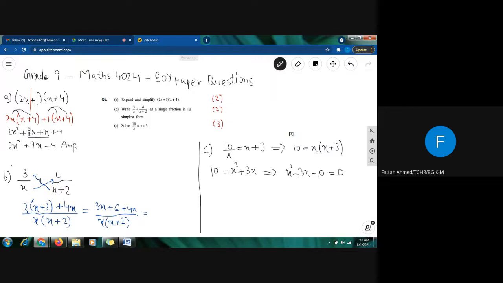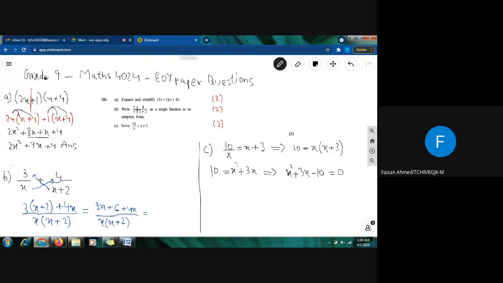So 2 marks is enough for this type of working. So moving on to part B. Part B again is of 2 marks, and in part B we have two fractions that are being added up, and the question is saying that we have to write as a single fraction in its simplest form. It means we have to add these two fractions. This is the only way we will be getting a single fraction.